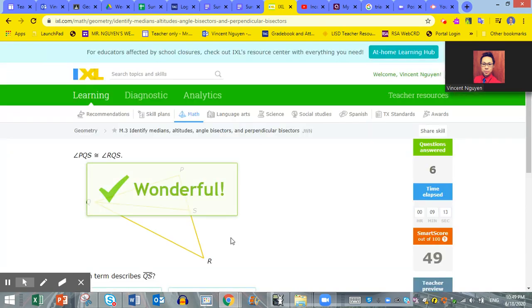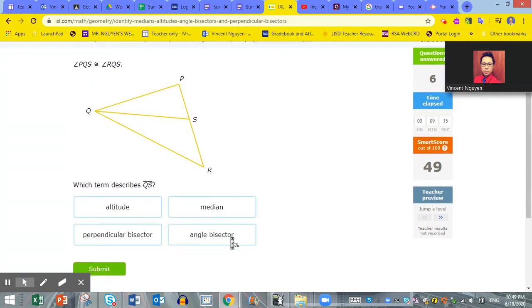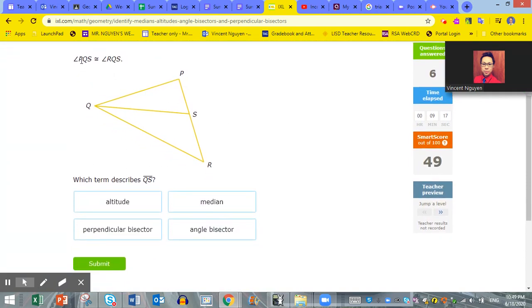Submit. Yes. All right. Two angles are congruent. So they're telling you PQS is congruent to RQS. So these two angles right here, instead of marking the angles, they're just telling you that they're equal. So this angle equals this angle, which makes this segment an angle bisector because it cuts angle Q into two equal, little angles. Okay, so it's an angle bisector.